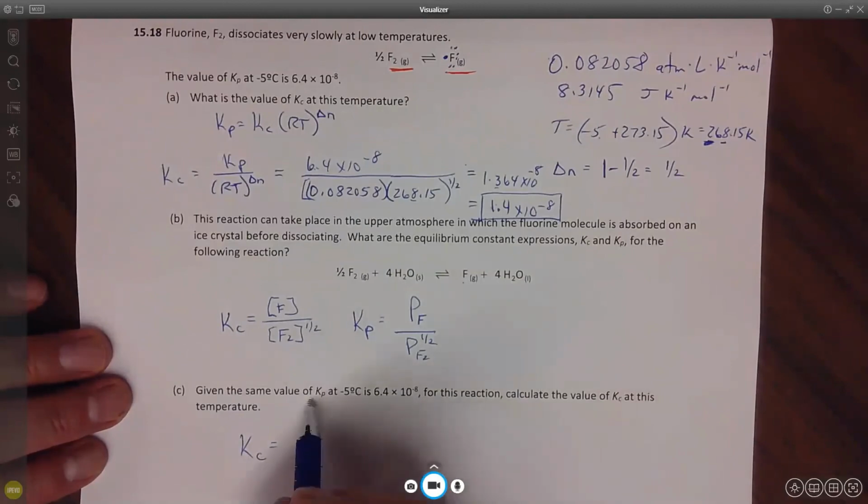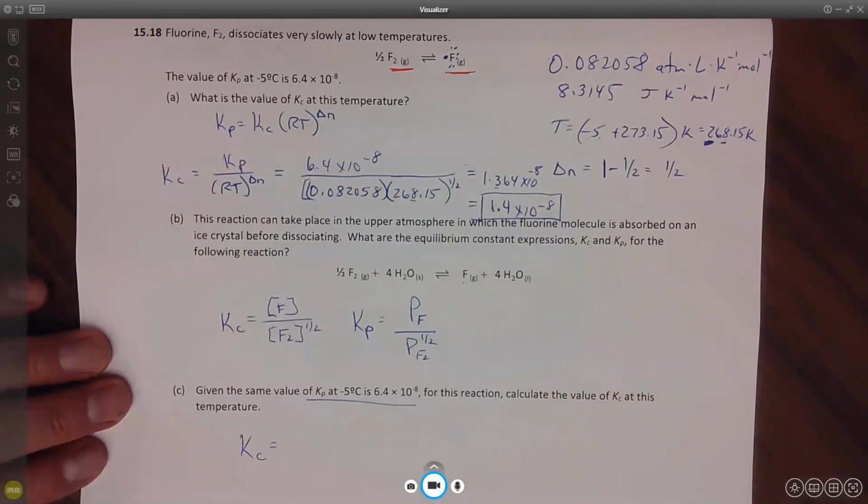Given that Kp is this, what's Kc? Jada, what do you think? Wouldn't it be the same thing? Because Kc is equal to Kp, like for some instances.